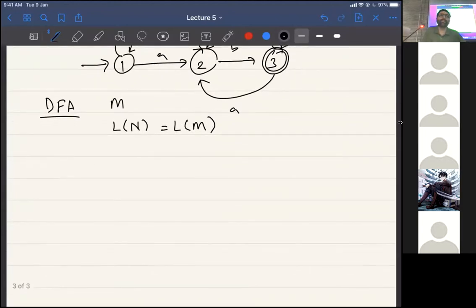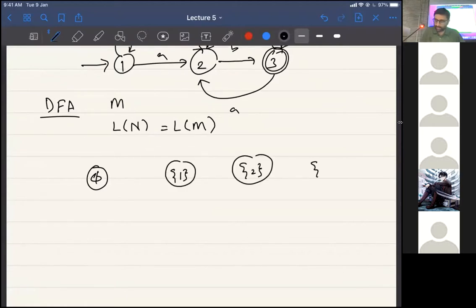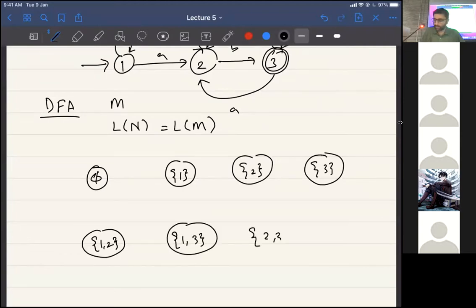First of all, we need to have 8 states in the DFA. Why 8 states? Because there were 3 states in the NFA, and the power set of a set containing 3 states contains 8 states. So we have to have all those states. This is the empty state. This is the state 1. This is the state 2. This is the state 3. This is the state 1, 2. This is the state 1, 3. This is the state 2, 3. And this is the state 1, 2, and 3.